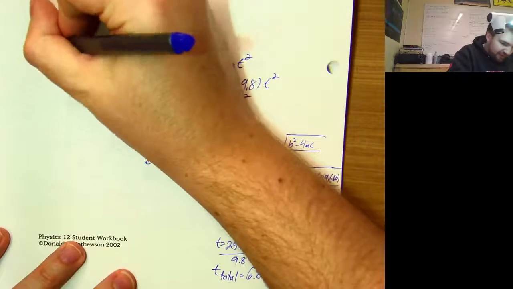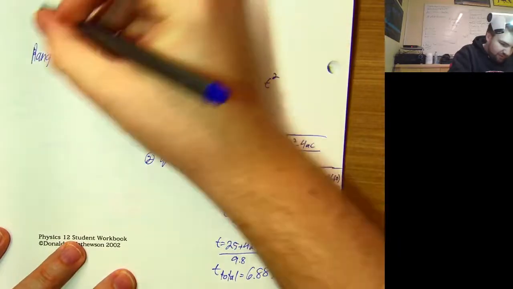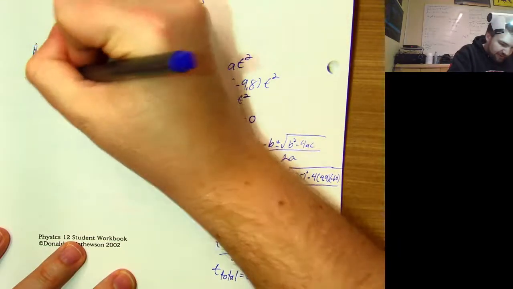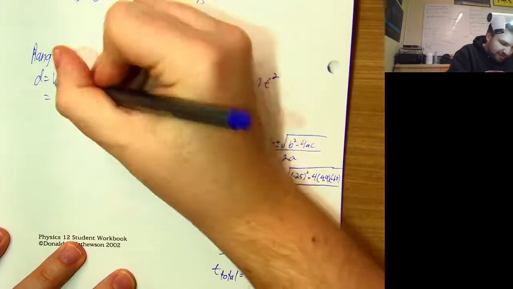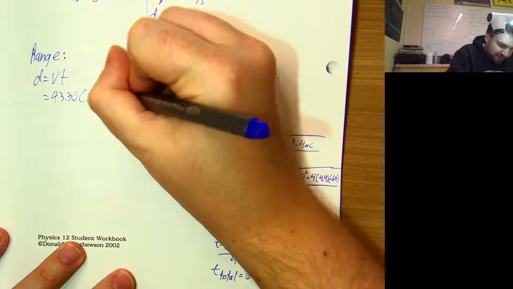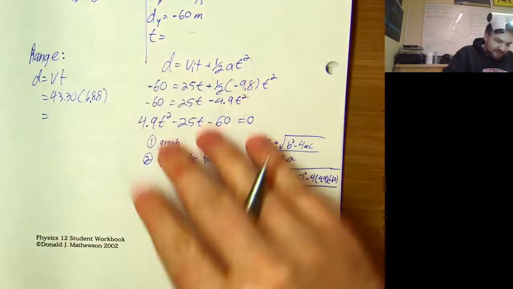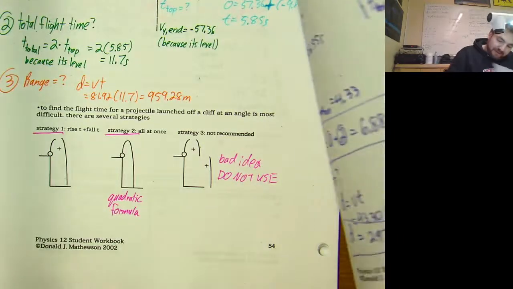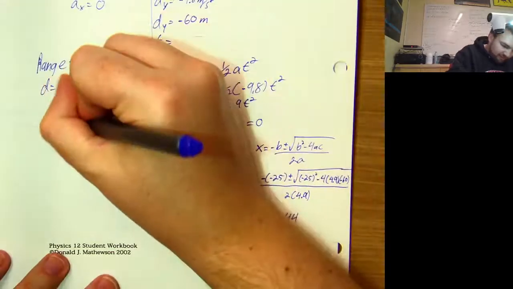The range: d equals vt. Horizontal velocity is 43.30. Our time is 6.88, giving us a horizontal displacement of 297.90 meters.